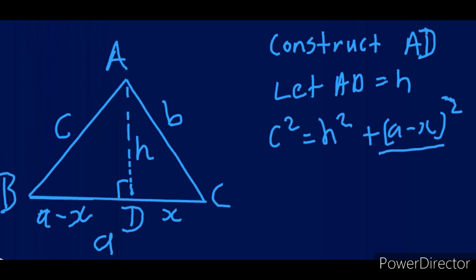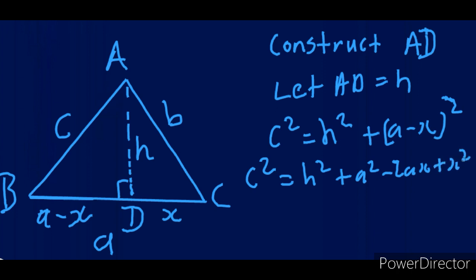If we double the brackets and distribute, your answer will end up being c squared equals h squared plus a squared minus 2ax plus x squared. There is a shortcut for this, which will give you this answer straight, but you can also use the long way. It will still give you the same answer. From here, we've got our first equation.